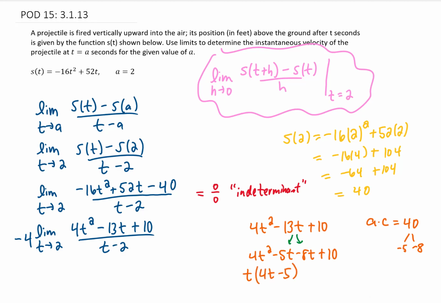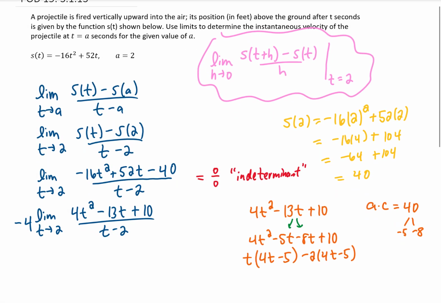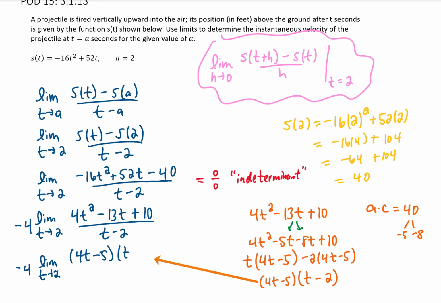We're going to factor by grouping now. Grouping the first 2 terms together, we can factor a t out. Grouping the last 2 terms together, we can factor a negative 2 out. And you notice that both of these terms have a factor of 4t minus 5 in them. We can factor that 4t minus 5 out, and we're left with a t from the first term and a minus 2 from the second term. So we did all of this work in orange over here just so we could rewrite this numerator as 4t minus 5 times t minus 2.